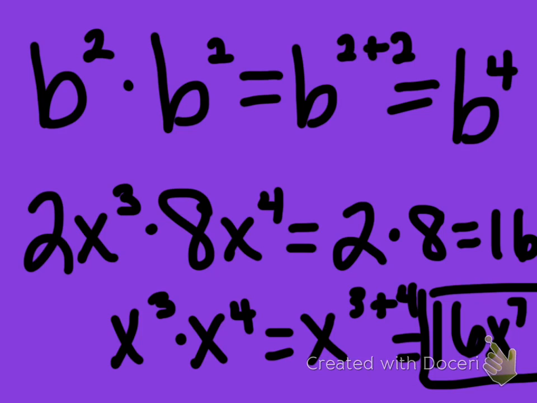Now here's a harder example. If we have 2x to the third power times 8x to the fourth power, we would first multiply out the numbers in the front. So 2 times 8, which we would get 16. And then we would move to the exponents. We would find the common base, so x would be our common base. So we would add 3 plus 4 because they're both exponents. We would end up with 16x to the seventh power.